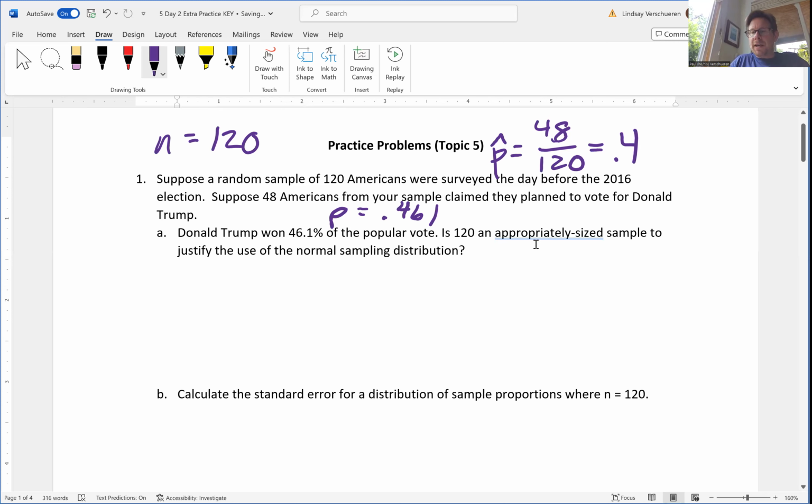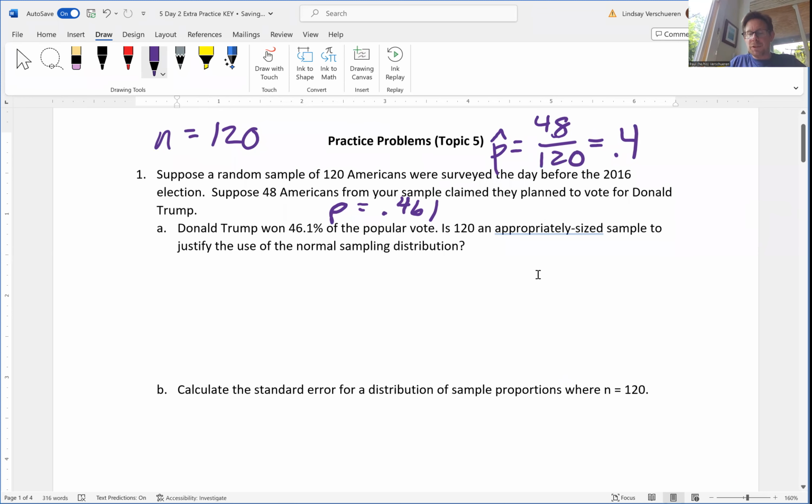Is 120 an appropriately sized sample to justify the use of the normal sampling distribution? So what this means is that when sample sizes are too small, things don't actually work out in a normal distribution. So then if we open up the normal calculator and start using that to make predictions, it's not appropriate if it's not going to function in a normal way. So the way we look at this is we need to know that we expect that our sample of 120 will have at least 10 successes and at least 10 failures.